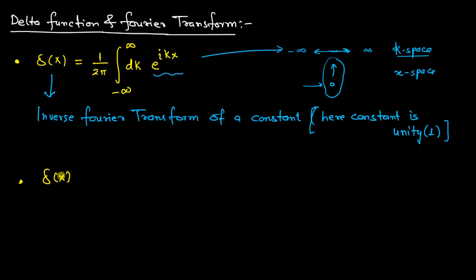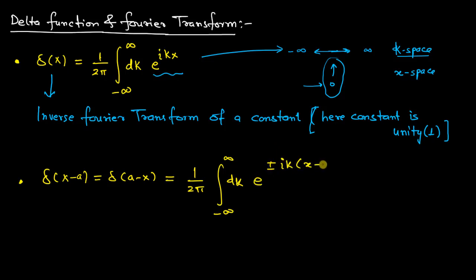So this is one mathematical representation, or you can take delta of x minus a. Since this is a symmetric function, you can write delta of a minus x. So this is 1 by 2 pi integration from minus infinity to infinity dk e raised to power plus minus ik of x minus a. This plus minus is valid for both the signs, either you take the plus or the minus, but the value of a should be real.